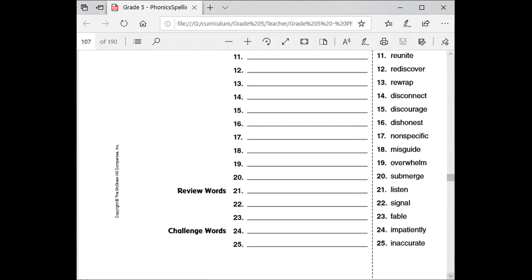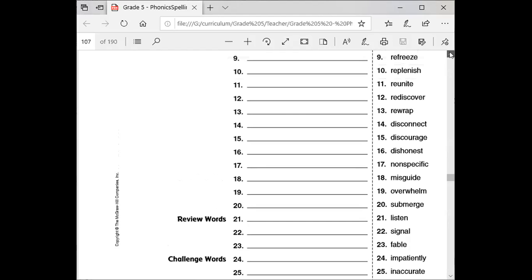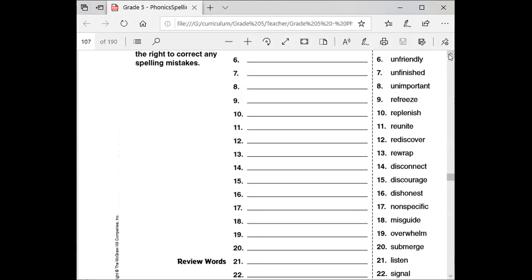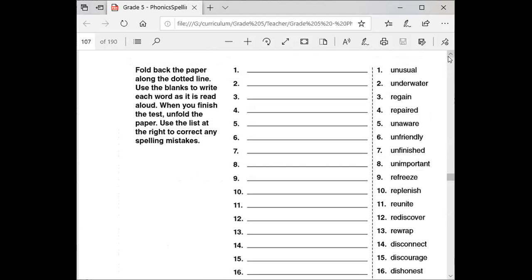Now, moving on to pages 98 and 99. For page 98, you have to spell the words correctly. And on page 99, sort out the words according to the prefixes. I will read each word once and then you will follow after me as practice.